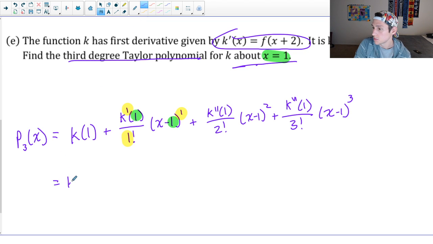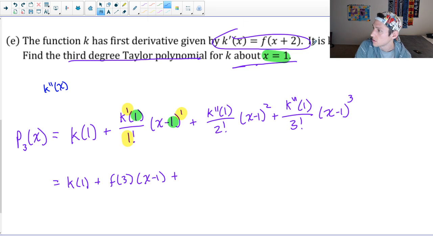So let's do some simplifying. K prime of 1, so that just means I plug in 1 into this equation, right? F of 1 plus 2 is 3, so that would actually be f of 3 over 1 factorial, so that's just f of 3 times x minus 1, plus k double prime. Okay, so wait a minute, what is k double prime?